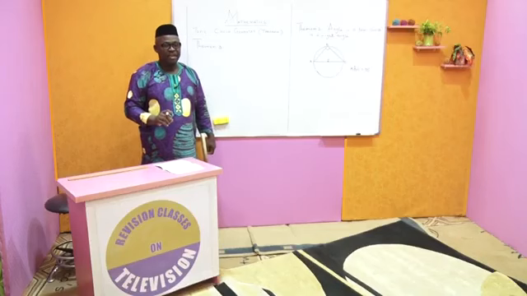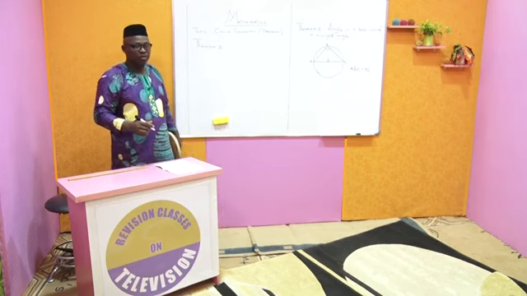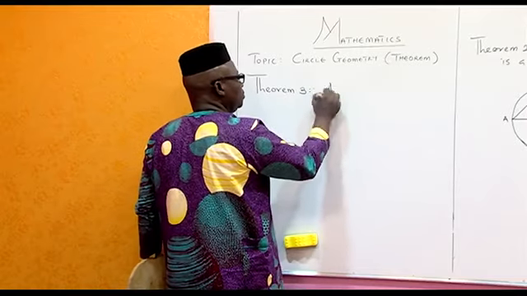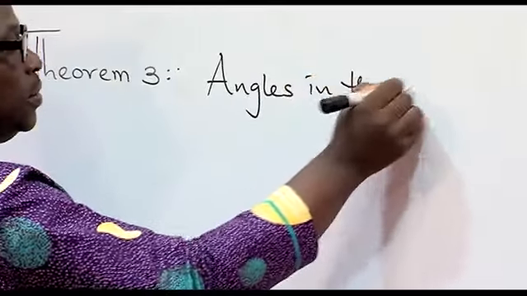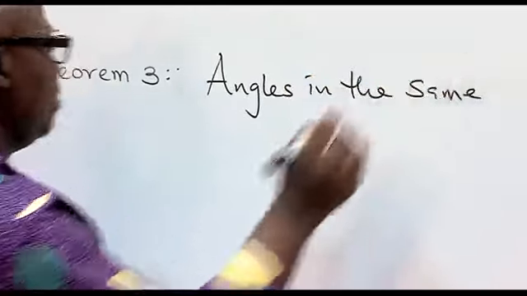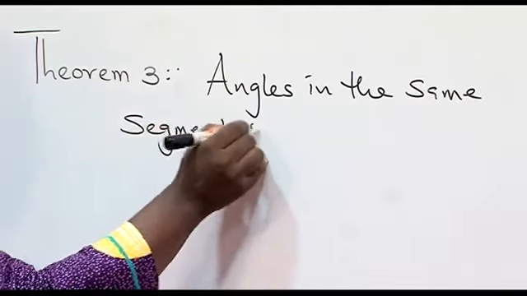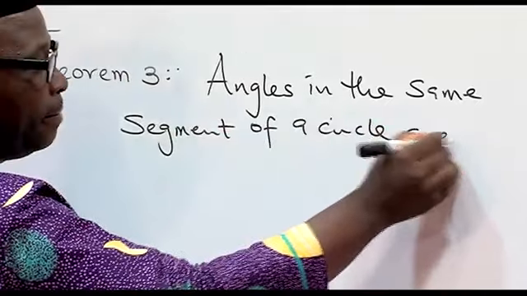Theorem 3 says that angles in the same segment are equal. Let me put the theorem on the board and illustrate with a diagram. Angles in the same segment of a circle are equal.